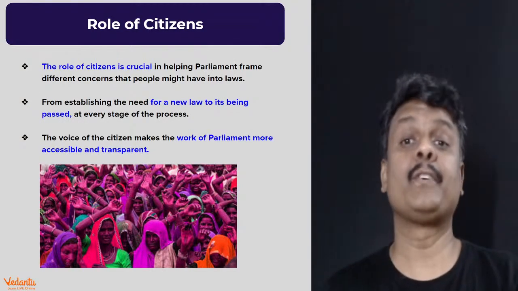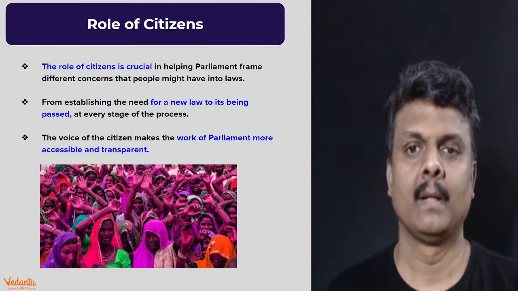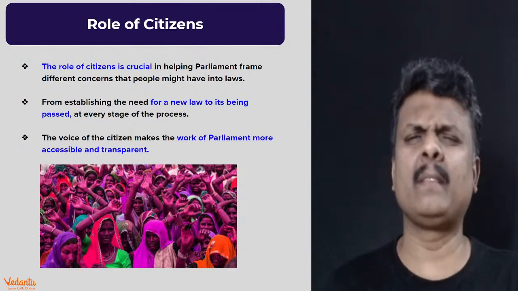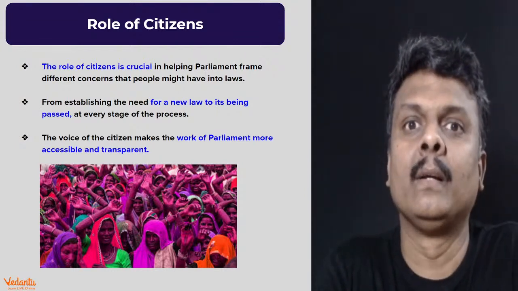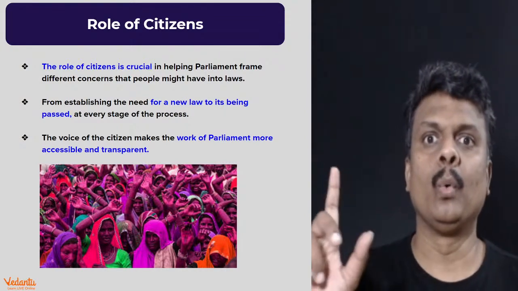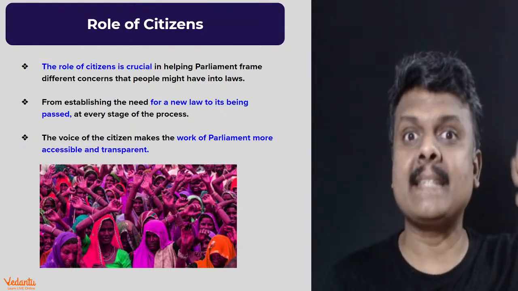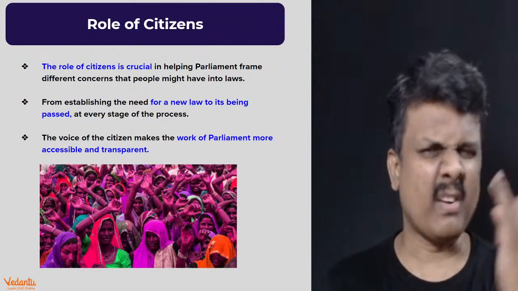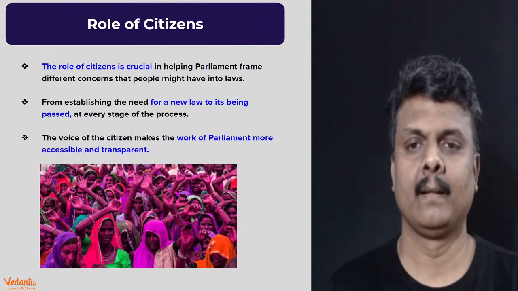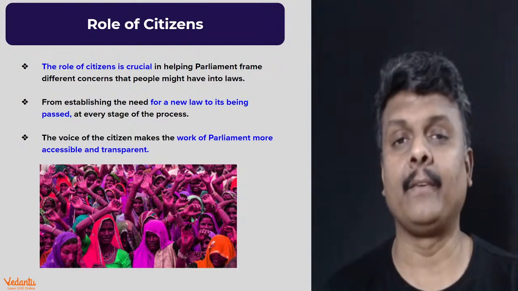So the role of citizens is helping the parliament understand their concerns so that they know what kind of laws are required. We can create that visibility for people in the parliament by protesting, signature campaigns, hunger strikes and so on. Hartals, Bharat Bandh, so many things are happening. The use of that is you create visibility to the government, showing what is critically required by the people. Based on strikes, protests and signature campaigns, they understand what is critical and create a law for the same. So from establishing the need for a new law, at every stage citizens play a pivotal role, guys. Remember this.